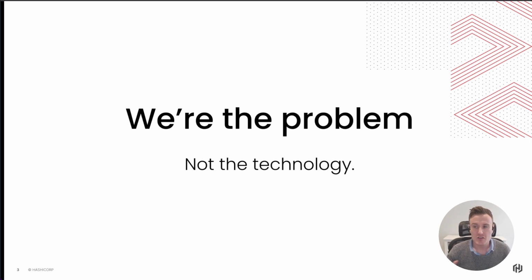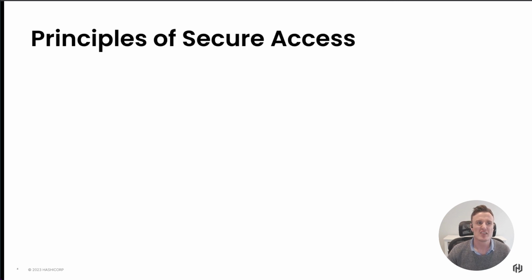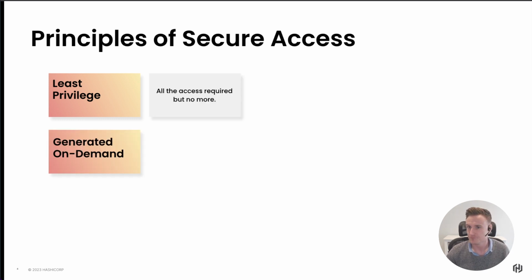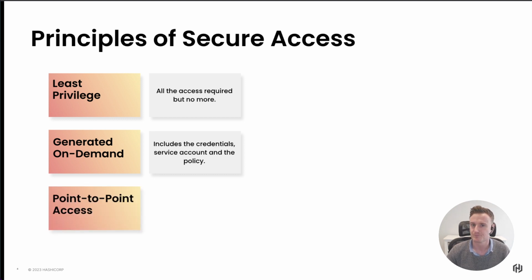Now, to start unpacking this problem a little more, I want us to go through six of the most common principles of secure access. The first one being one you've definitely heard of before, and that is least privilege. This is to say, we want to give the user enough privilege for them to be successful in their role, but no more. The next one is any assets that we create as part of a secure access workflow, we want to do so on demand. It's not limited just to the credential. It's also including policies, service accounts, tokens. We want to generate them only when we need them.